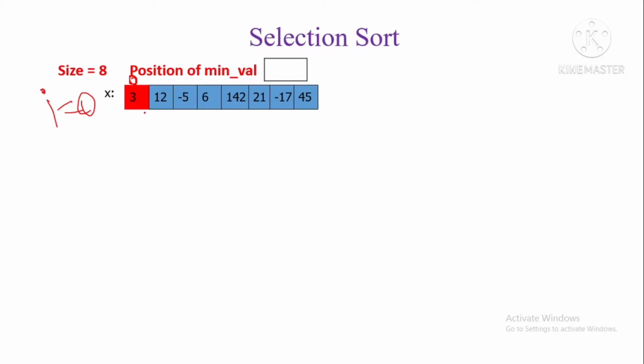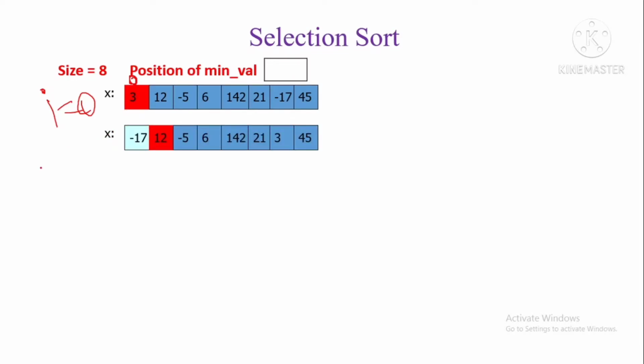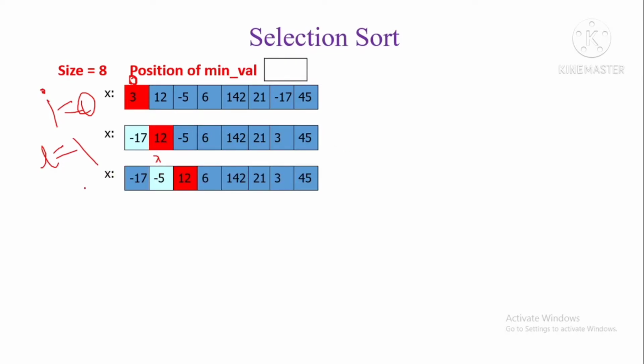Then we will try to find out a minimal element from the rest of the array, and we will fix the element. Then we increment the value of I by 1, so it becomes 1. Then we find the minimal element and fix this particular position. Then we increment the value of I to 2, and then we find the minimal element. This is how we have to do it for the remaining elements also.